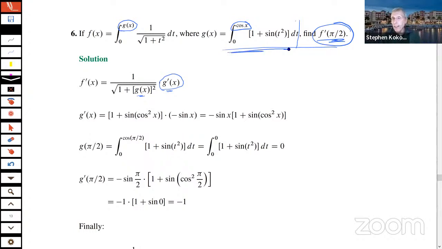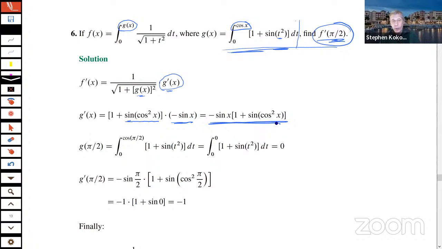Well, now I'm looking at this. This is the FTC part 2. Every place I see a t, I'm going to plug in a cosine of x. This looks kind of weird, but it's correct. Sine of the cosine squared of x. There's the chain rule, derivative of the cosine, minus sine of x. And all I did here was a little bit of simplification, to write it a little bit prettier. All right, I think I'm ready to do some evaluation here.